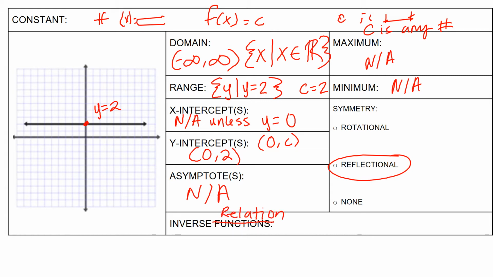Okay? My inverse relation is x equals a number. And I'm just going to put d for some number. My inverse relation would be x equals some number. That's my perpendicular line, right? So the opposite of being horizontal is to be perpendicular. Does that make sense? Any questions about a constant? We're good? No one? Okay.